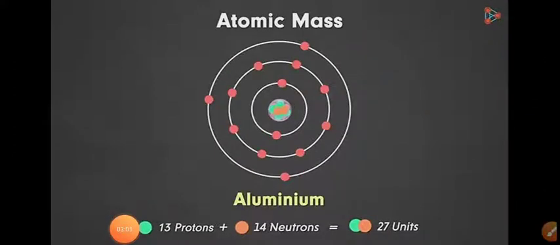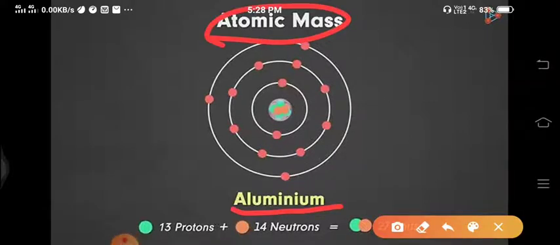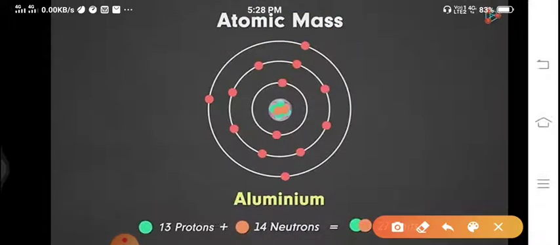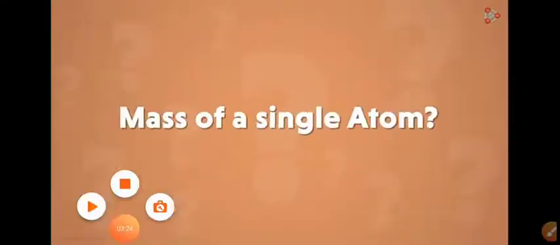Next example, aluminium. The atomic mass of aluminium we can find out with the help of protons and neutrons. Addition of them, 13 protons and 14 neutrons, is equal to 27 units. Hence, the atomic mass of aluminium is 27 units. Up to this, we found the atomic mass of an element.